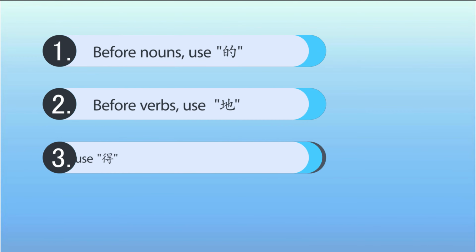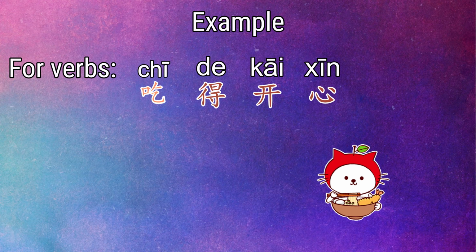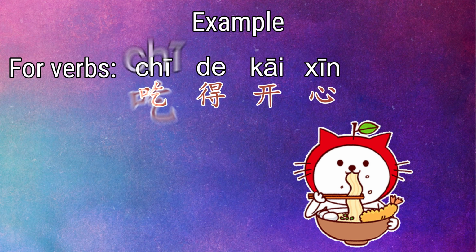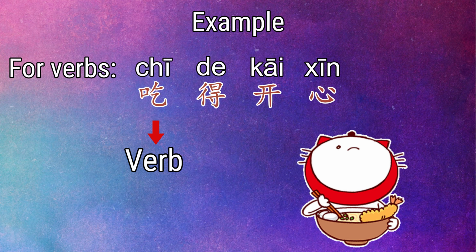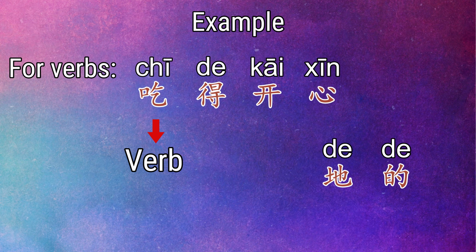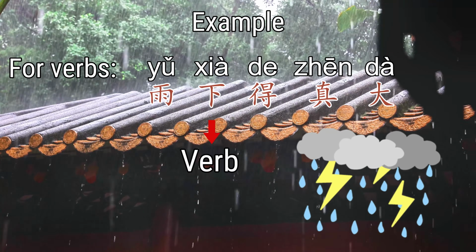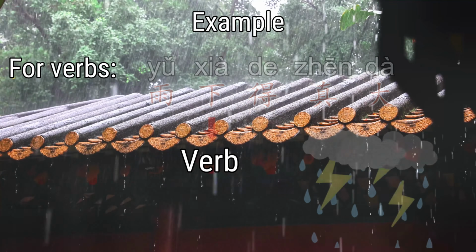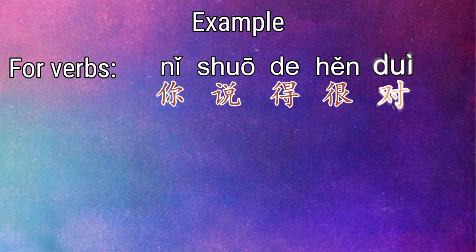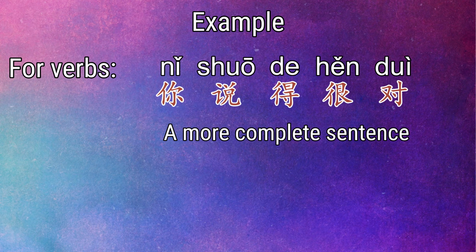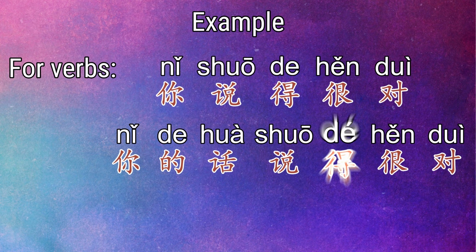Third, after verbs or adjectives, use this particle. Like for verbs, 吃得开心. 吃 is a verb, so you should use this one after it. Using the other two would be incorrect. 雨下得真大. 下 is a verb, so you should use this one after it. 你说得很对. 说 is a verb, so you should use this one. In this example, a more complete sentence would be 你的话说得很对.